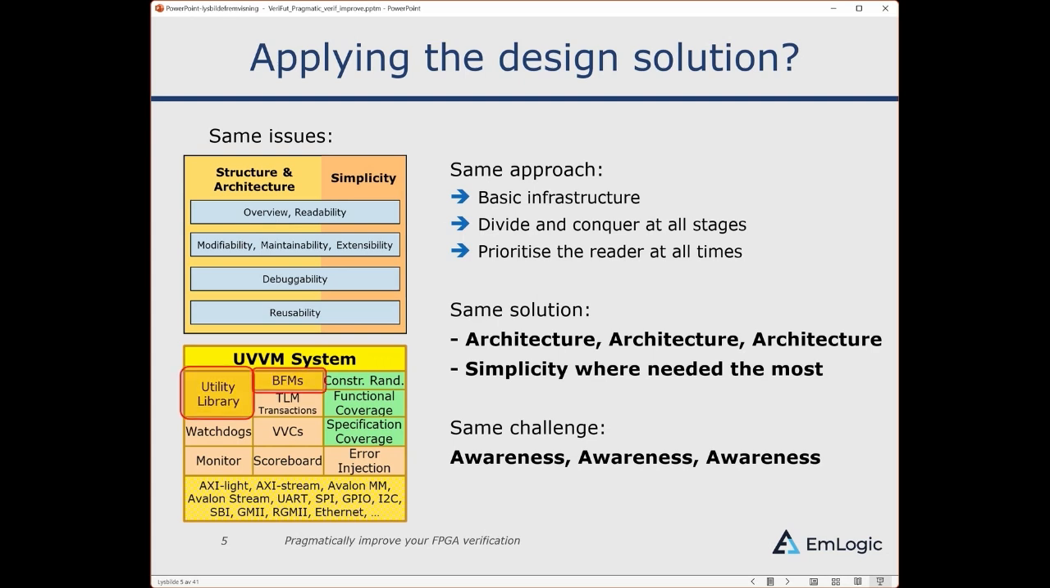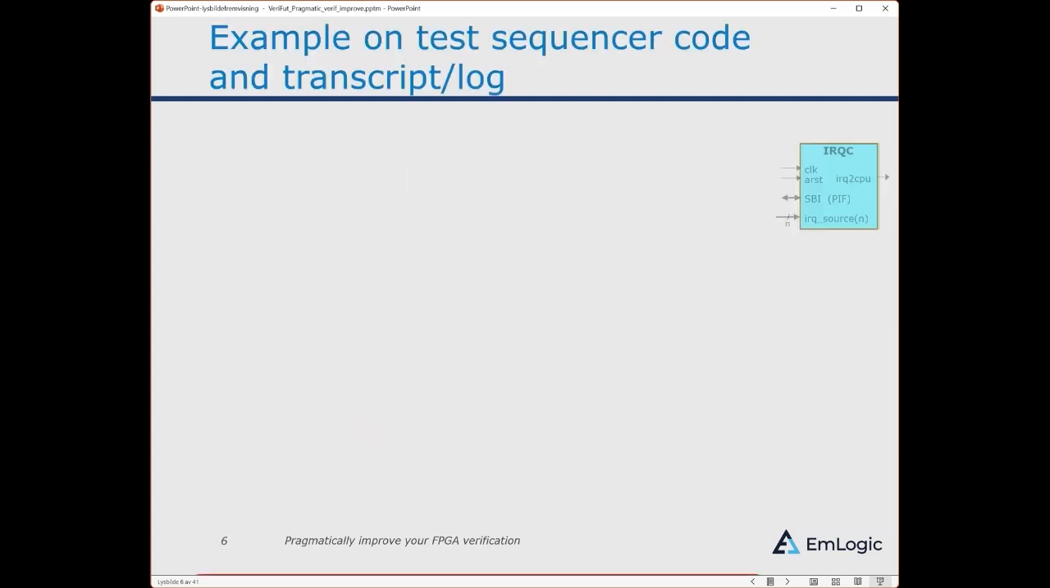I start by looking at the utility library and BFMs, just a brief presentation on that, a slide or two. In this case, we have a dead simple device under test, an interrupt controller, with a clock and a reset. It has a simple bus interface, which is just a simple register interface to allow you to access the internal registers. Then we have n different interrupt sources, and the resulting interrupt to the CPU. Of course, for this device under test, we want to make a test bench. And the first thing we always need to do is to make a clock generator.